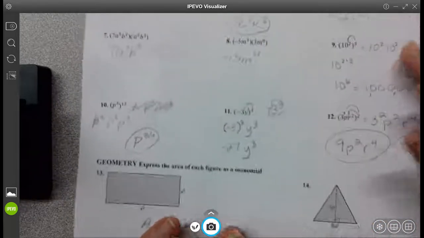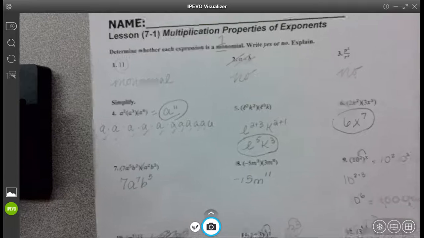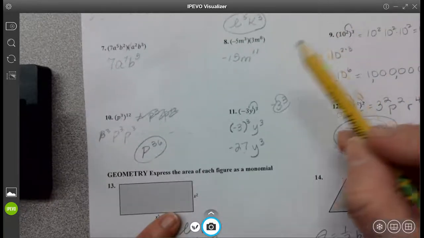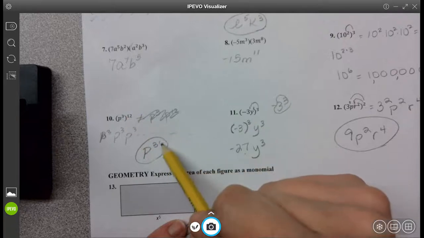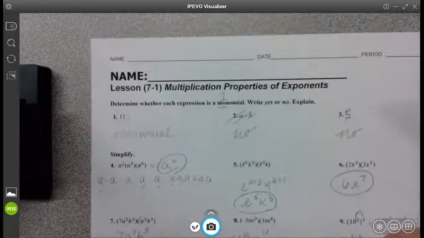So these are when you multiply monomials together, you add your exponents, and if you have a power raised to a power, you multiply those exponents. So that's the main theme for this section.